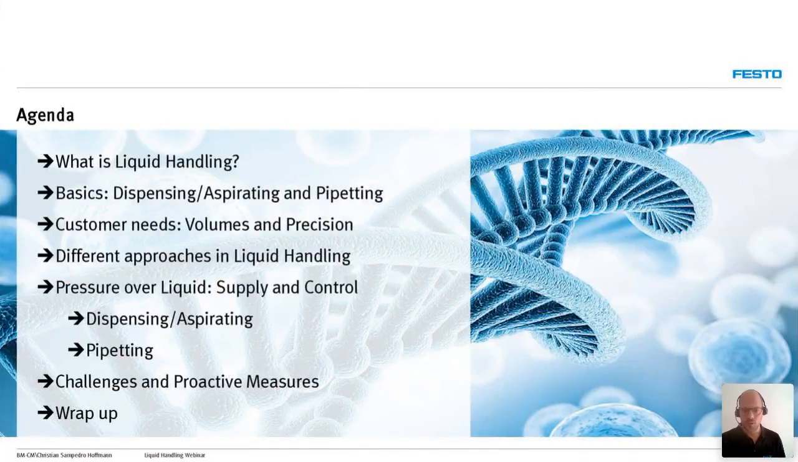So what we want to do in the next 30 minutes, have a look at the agenda. First of all, we have a look at what liquid handling is in general, and where we can find this. So we are talking about some applications and having a look at the basics, this wording: dispensing, aspirating, pipetting. Only a brief look so that we are talking about the same thing, so that when I'm using these words, you understand what I mean with that.